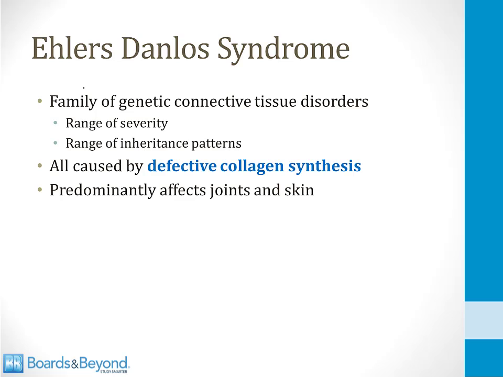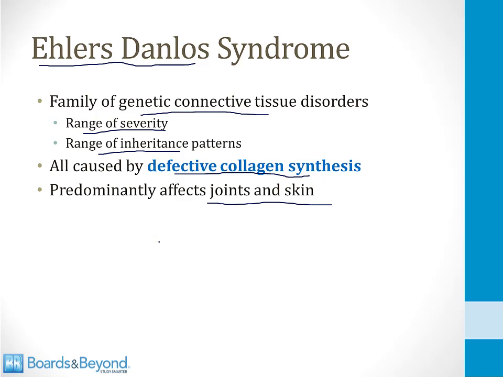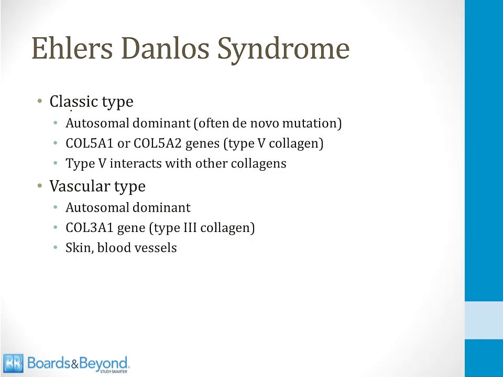Another genetic disorder related to collagen formation is Ehlers-Danlos Syndrome. Just like osteogenesis imperfecta, this is a family of conditions. They're all genetic connective tissue disorders. There's a range of severity and a range of inheritance patterns, but they're all caused by defective collagen synthesis. And in contrast to osteogenesis imperfecta, the collagen problems in Ehlers-Danlos primarily affect the joints and the skin rather than the bones. There are many subtypes of Ehlers-Danlos syndrome, just like there are many subtypes of osteogenesis imperfecta.